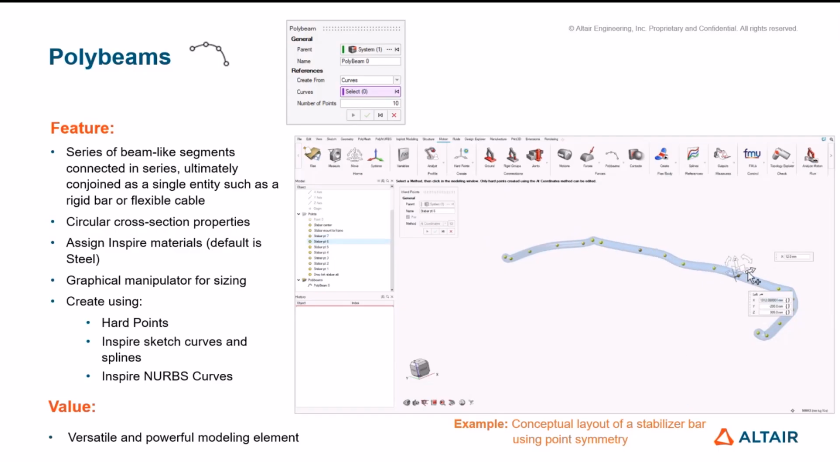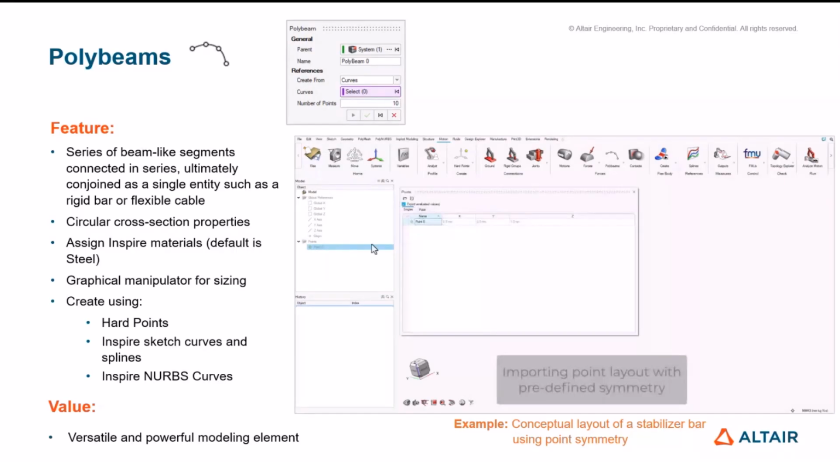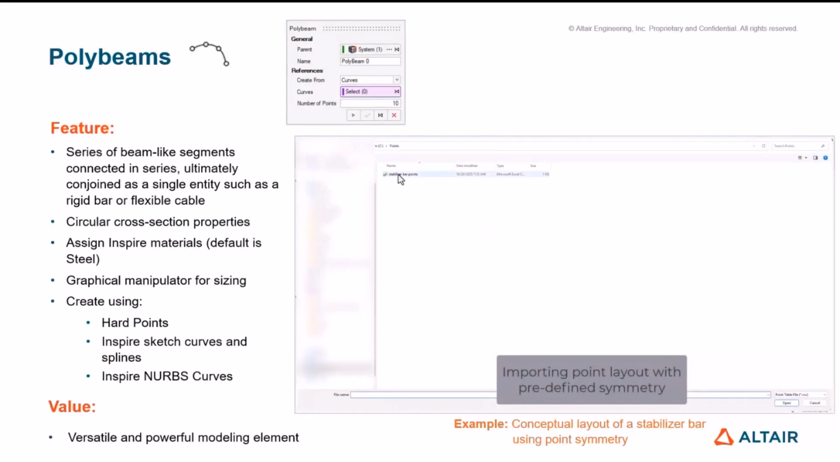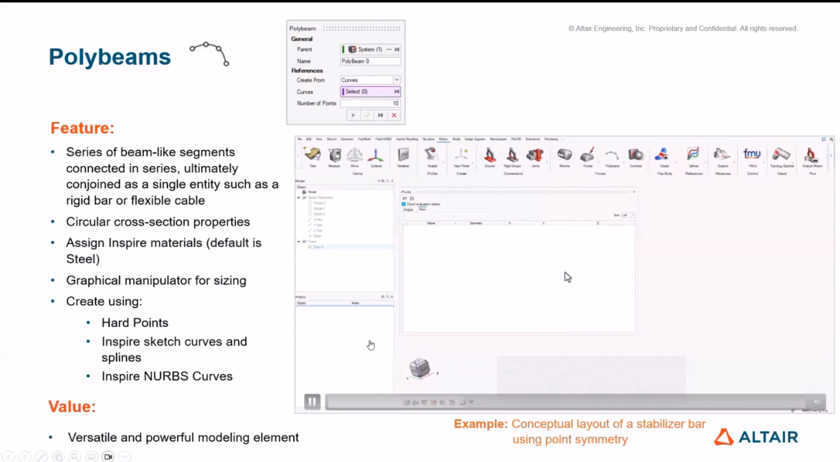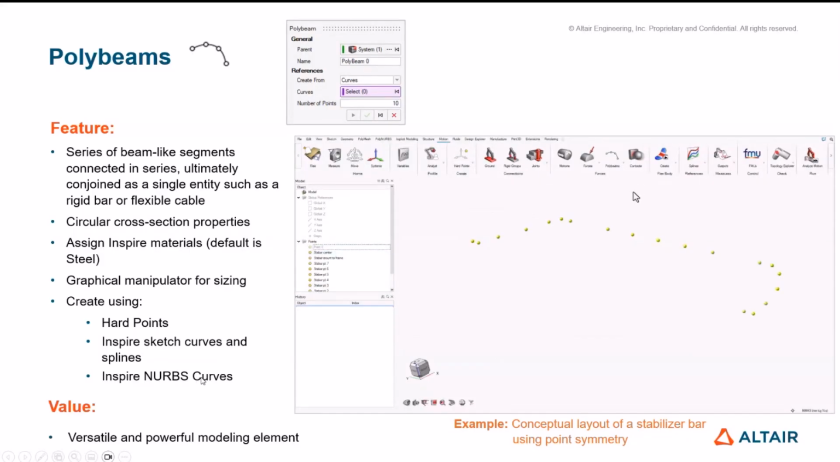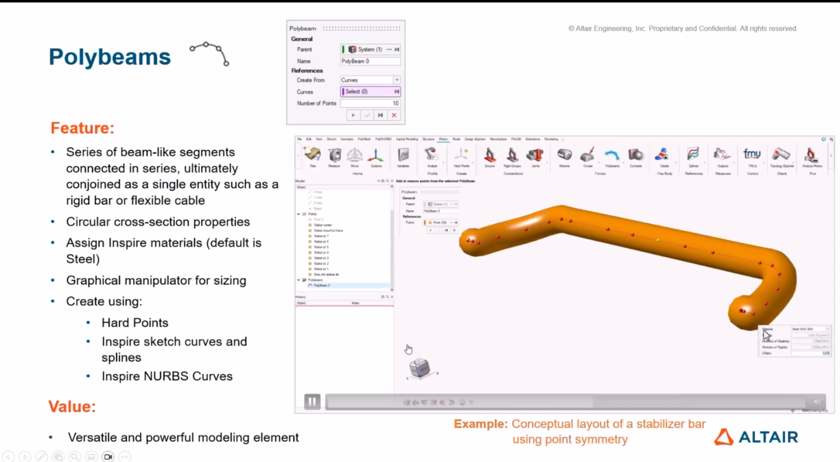The nice thing about this is if you'll see over on the left there, you can create using hard points, Inspire sketch curves and splines, and Inspire NURBS curves. So this has a lot of capability. If you just sketch a spline or NURBS curve in 3D space from the Inspire geometry ribbon, you can use the curves option on the Polybeam and just use that to fit a polybeam right through it. So there's a lot of flexibility in here.